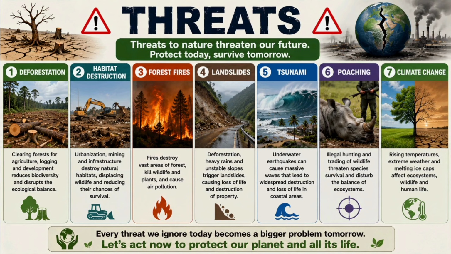Poaching. Illegal hunting and trading of wildlife threatens species survival and disrupts the balance of ecosystem. Climate change. Rising temperature, extreme weather and melting ice caps affect ecosystem, wildlife and human life. Every threat we ignore today becomes a bigger problem tomorrow. Let's act now to protect our planet and all its life.